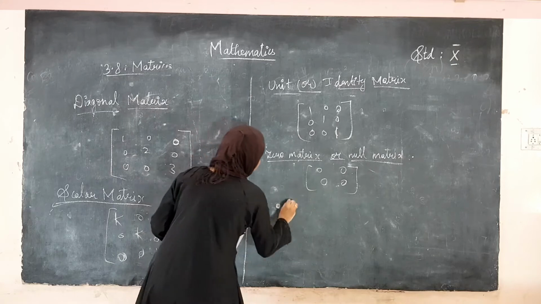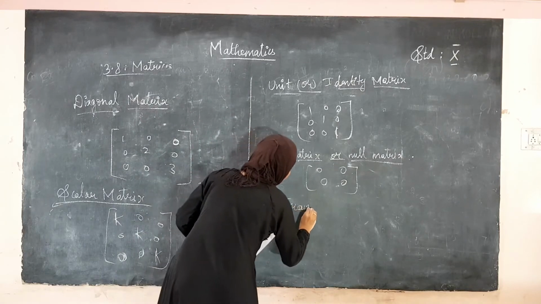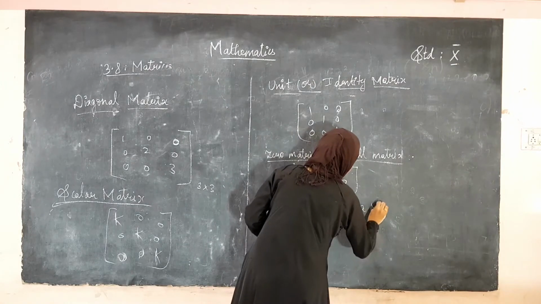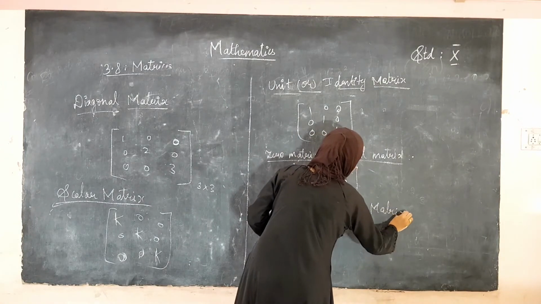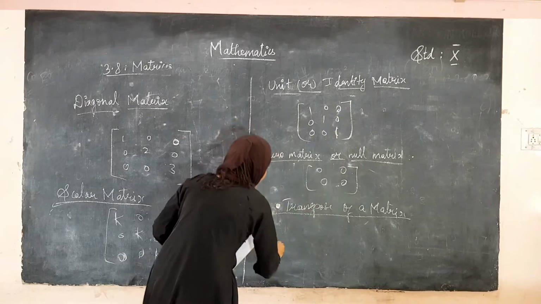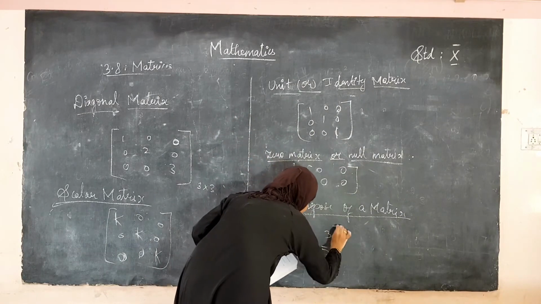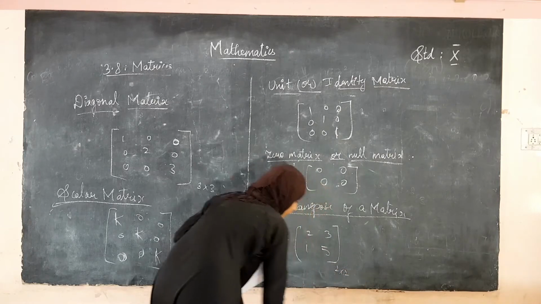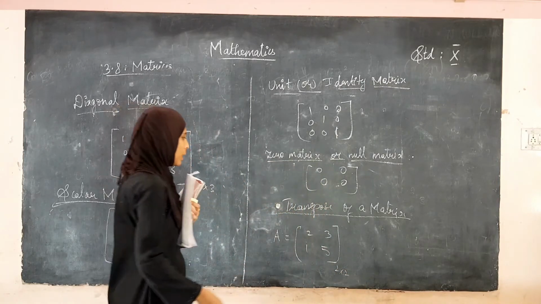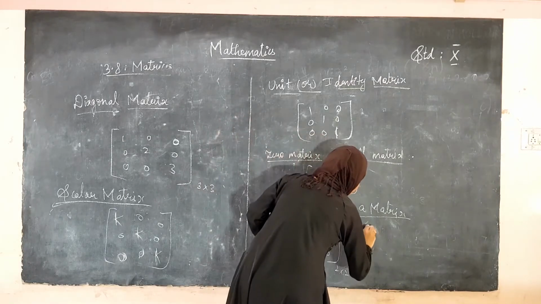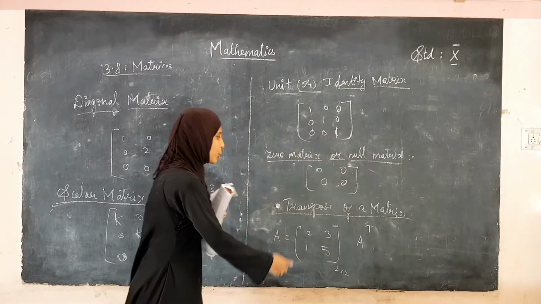Okay, transpose of a matrix. Important thing. If a matrix is given like this, A is equal to 2, 3, 1 and 5. This is a 2 cross 2 matrix, 2 rows and 2 columns. So the transpose of this matrix is written as A power T, that is A transpose.